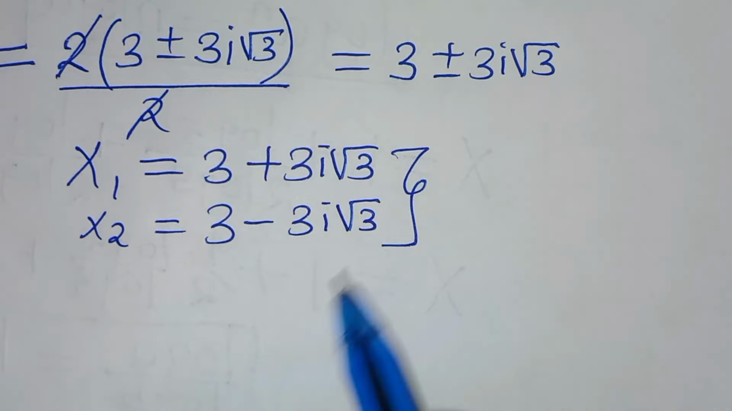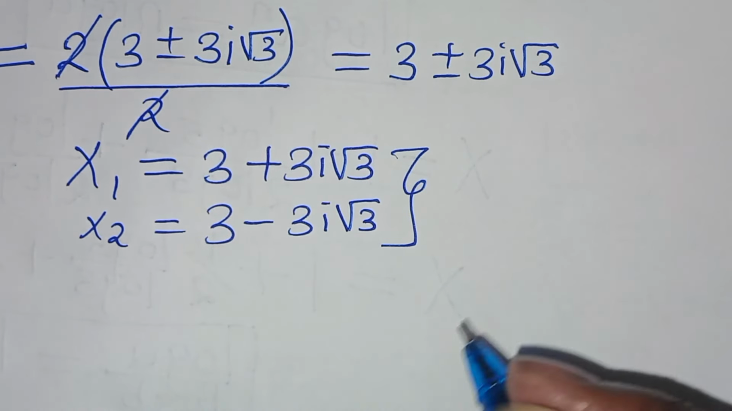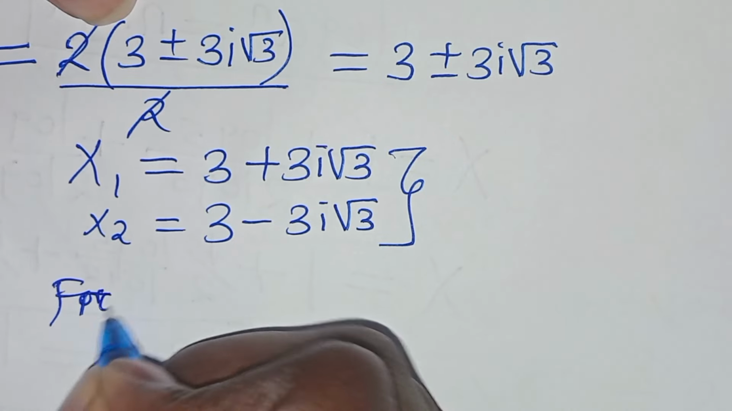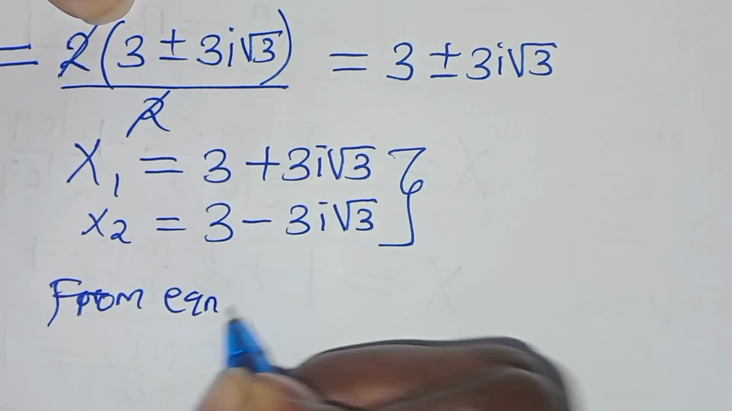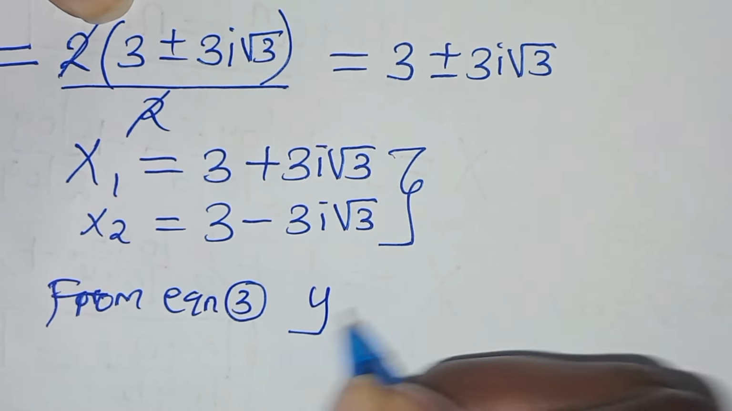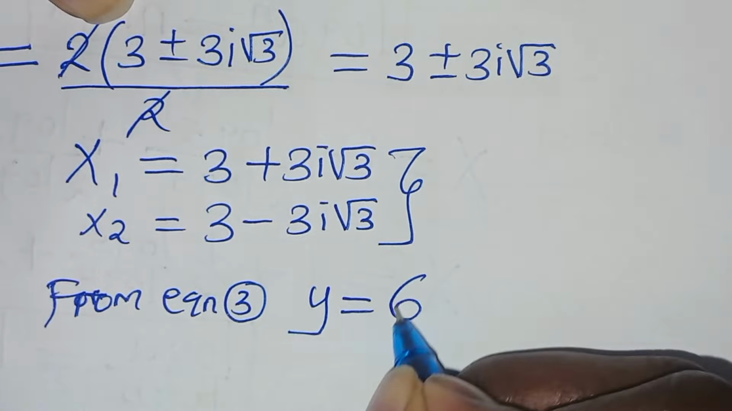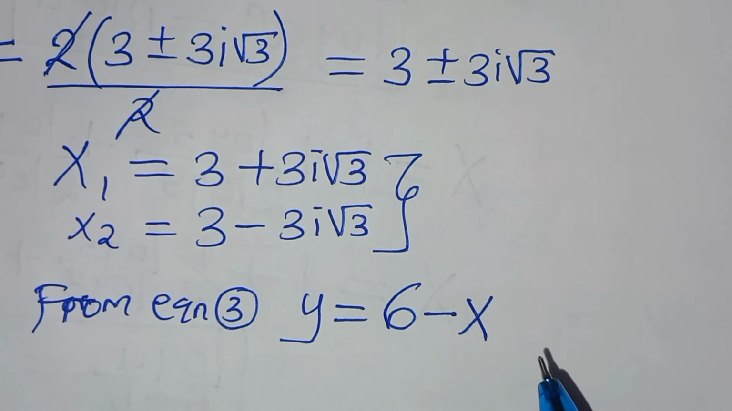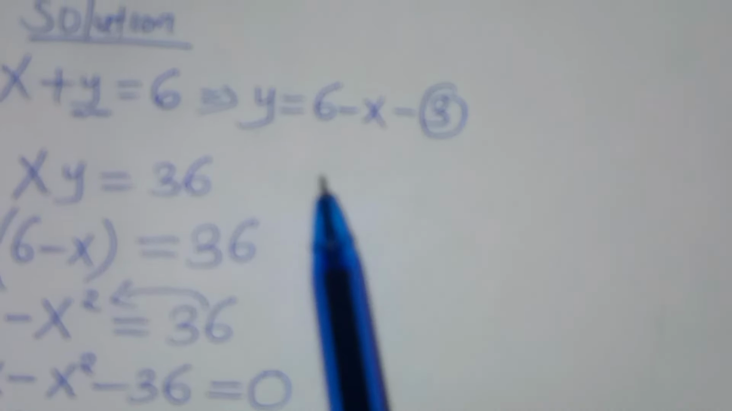Now, let's solve for the corresponding values of y. From equation 3, we have y is equal to 6 minus x. This is what we have here.